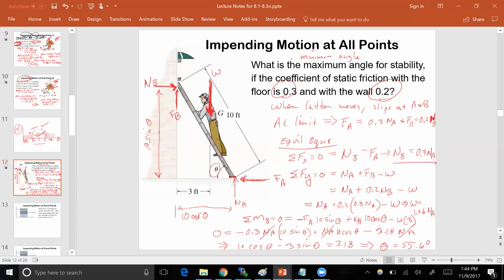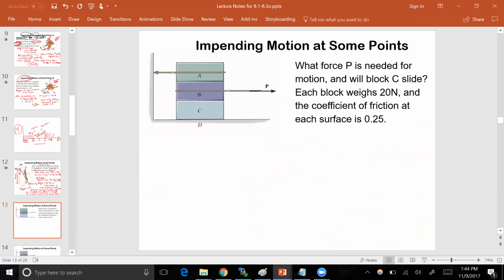So the ladder has to be set to at least 55.6 degrees or higher. Otherwise, the ladder will slip. Yeah, I like these problems. They're very practical, right? They really tell you whether someone's going to have a problem or not. And it doesn't even matter how much they weigh. If it's a boy standing on it or a very large man or a grizzly bear, it's going to be the same angle.